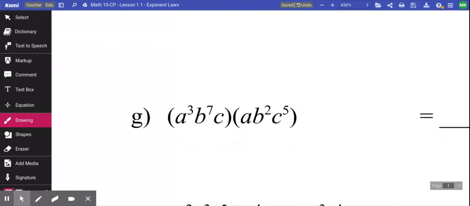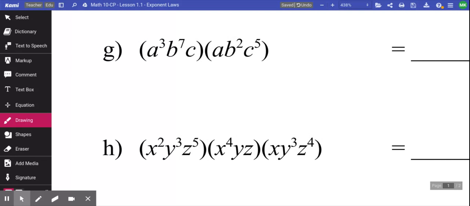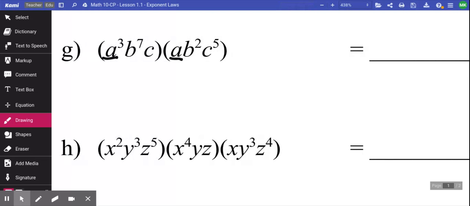Up here, they get a little bit more complex. You just got to remember that the same letters go together, right? So A's are only going to go with A's. So a to the power of 3, a to the power of 1 becomes a to the power of 4. B to the power of 7, b to the power of 2 becomes b to the power of 9. C to the power of 1, there's an invisible 1 there. C to the power of 5 becomes c to the power of 6.